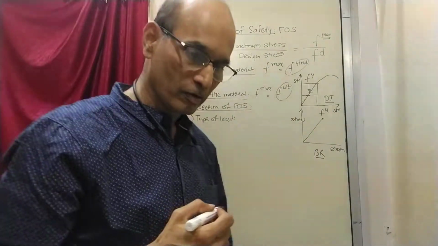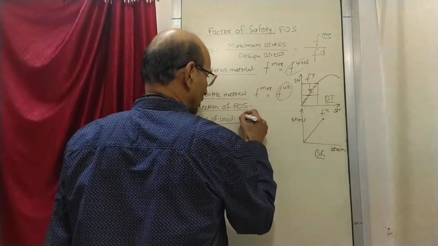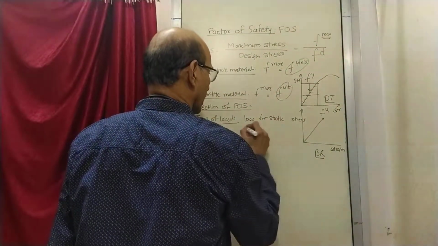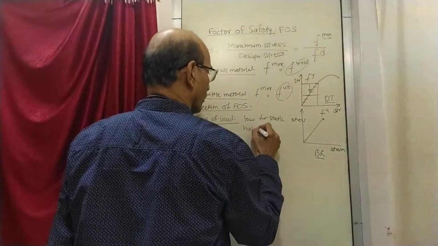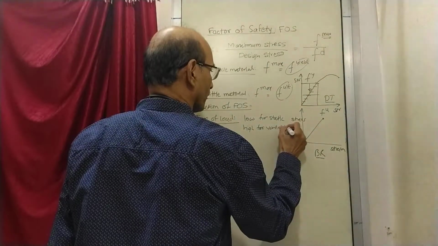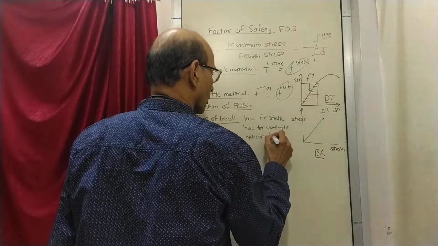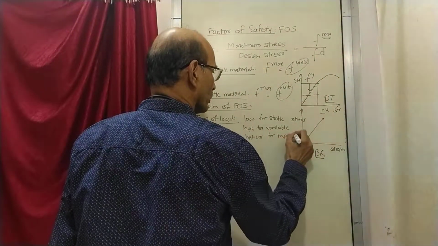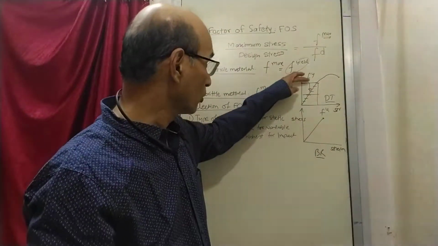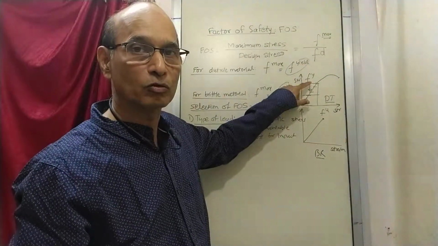So I will write here types of loads. The factor of safety is low for static and high for variable, and highest for impact. Because in impact there is a lot of risk, so we apply a large factor of safety and take the stress much less than the yield stress to make it very safe.